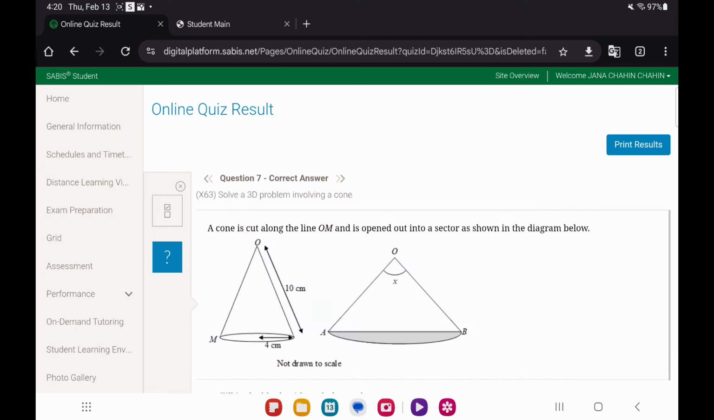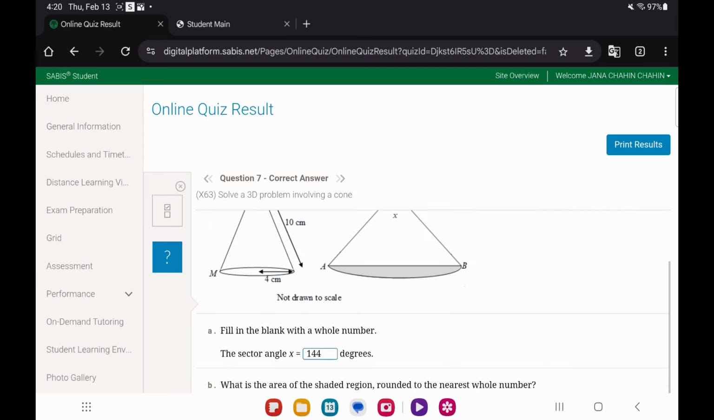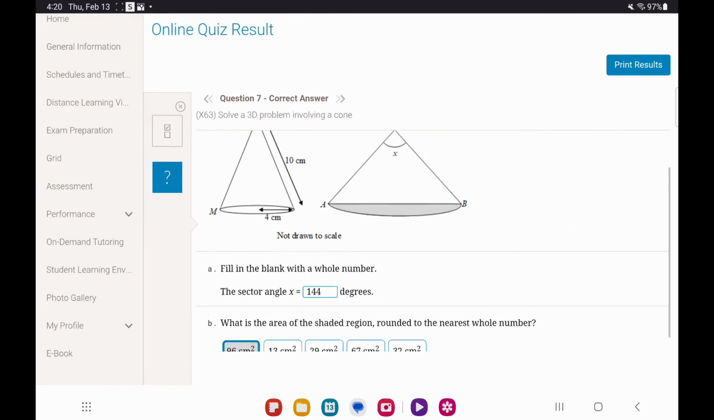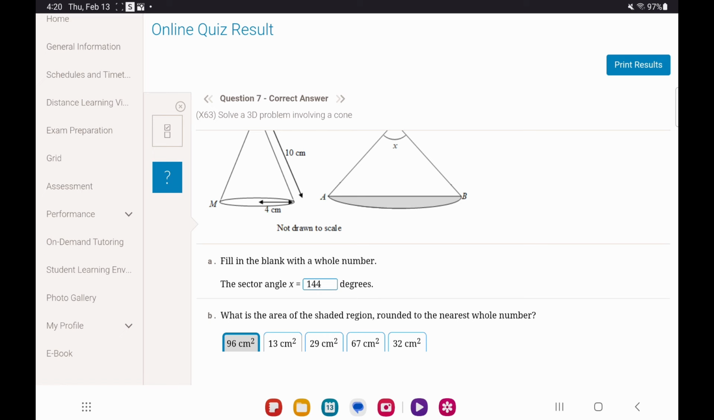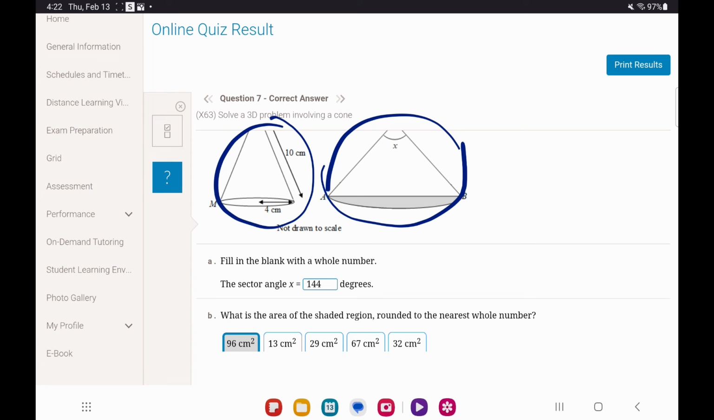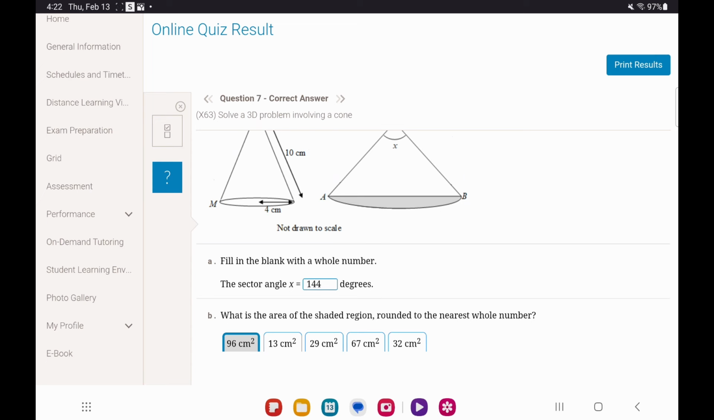Question number 7. This also came last week's AMS, so I think we should all be comfortable with it, but we'll still do it again. In this question, we're gonna take the circumference of this shape here, and we're gonna equal it to the circumference of this, so we can find this angle. I'll show you the equation, because what I'm saying is kind of confusing.